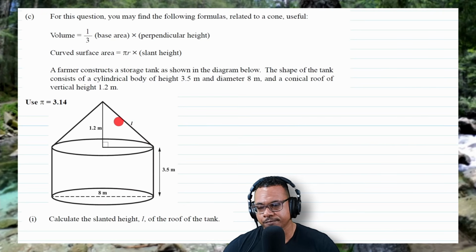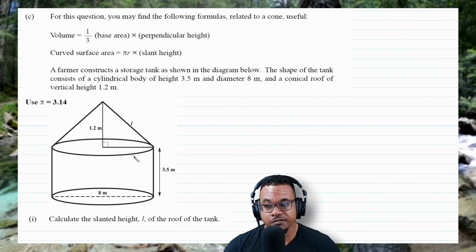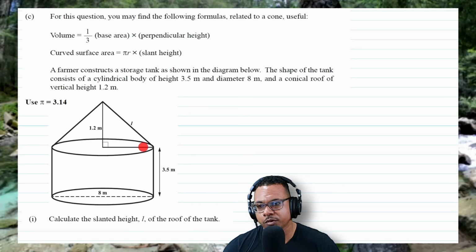So that's L here. Now the first thing we must observe is that for a cylinder, this circle down here at the base is the same circle on top here. So if the diameter of this circle is 8, the diameter on top here is also 8. As I said, the radius will be half the diameter, which will be 4. So this line here would be the radius of the cone, which is also the radius of the circle for the cylinder, and that will be 4 meters. So I'll put in that. This is 4 meters. So what we have here is a right angle triangle, so you can use Pythagoras theorem to find the length of the hypotenuse here, which is the slanted height.